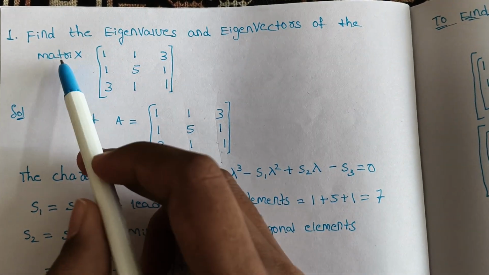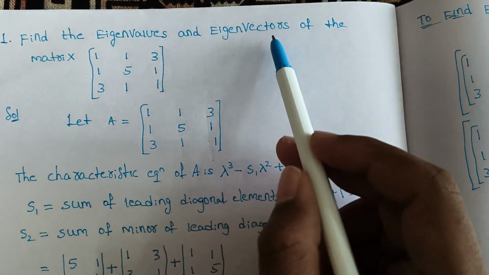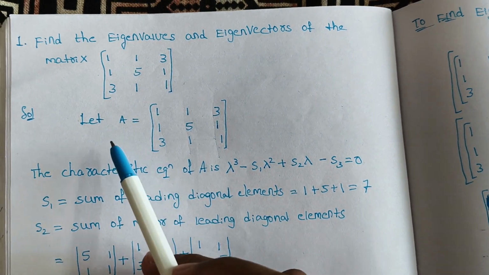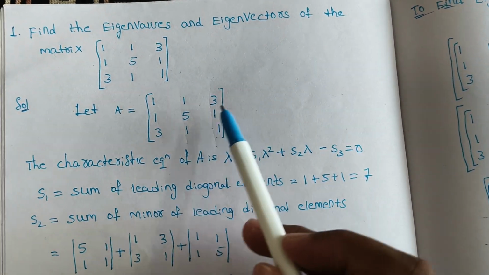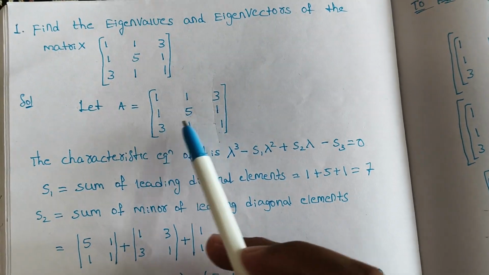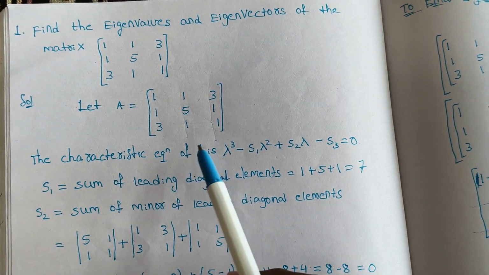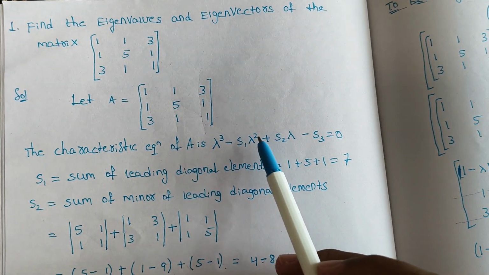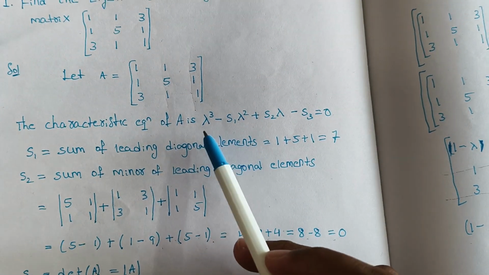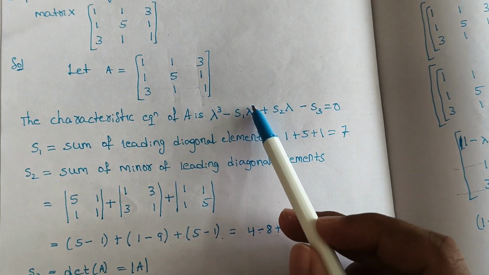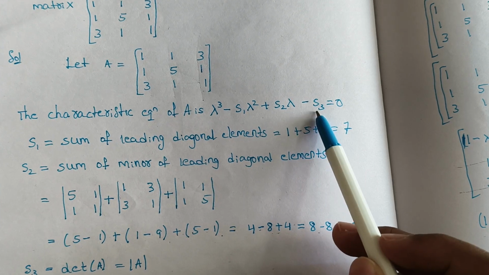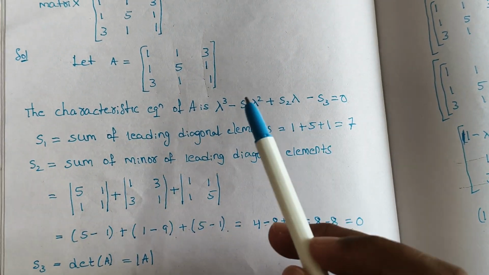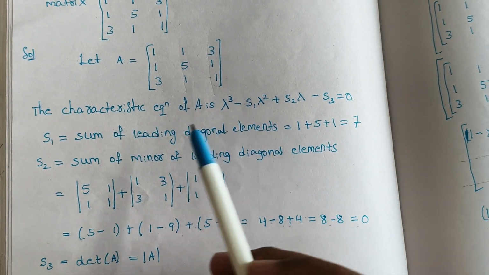Guys, find the eigenvalues and eigenvectors of the matrix. Let A equal to [1, 1, 3; 1, 5, 1; 3, 1, 1]. This is the characteristic equation of A for finding the eigenvalues, that is lambda cubed minus S1 lambda squared plus S2 lambda minus S3 equal to 0. We have to find S1, S2 and S3.